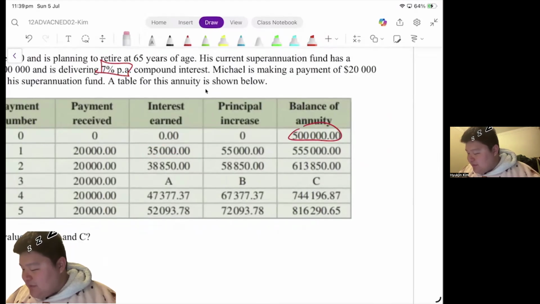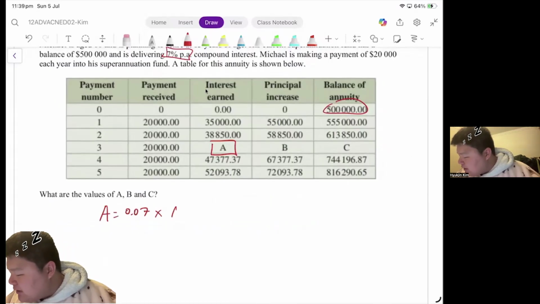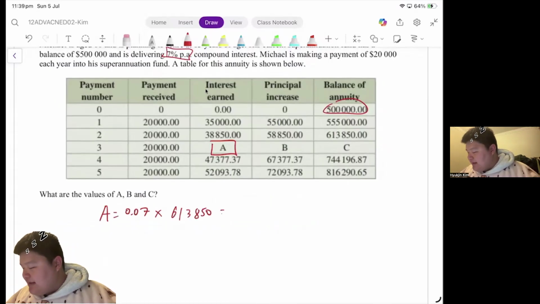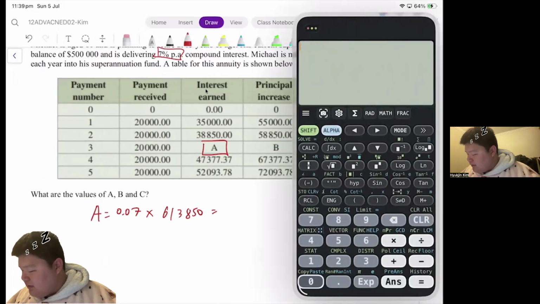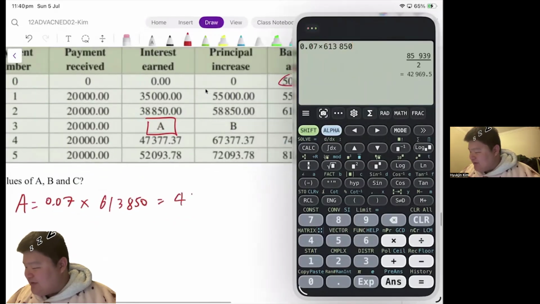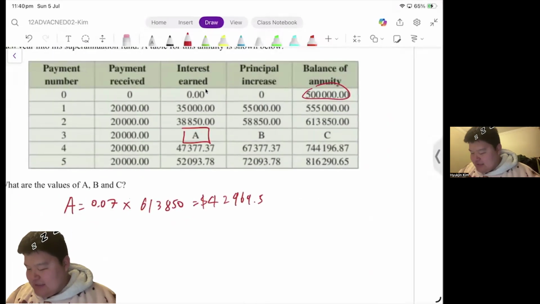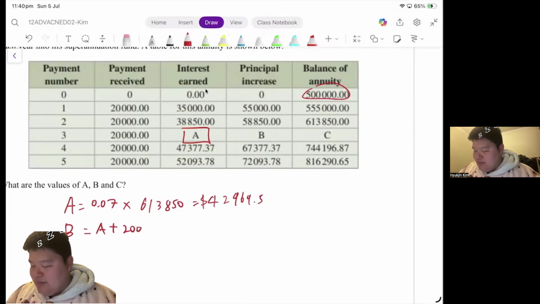So now, if I'm looking for A, we're looking for 0.07 of 613,850. And that ought to be 42,969.5. Good. Now, principal increase is just A plus the $20,000 payment.